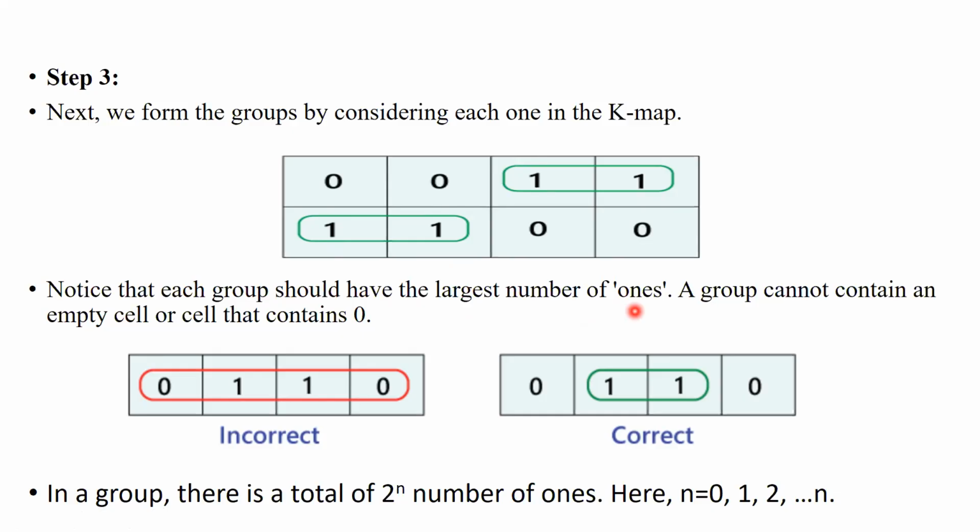6 ones का grouping नहीं होगा. The grouping of ones will be either a single one, or 2 raised to 1 is 2, 2 raised to 2 is 4, 2 raised to 3 is 8, 2 raised to 4 is 16. So first I will try to form the largest group.